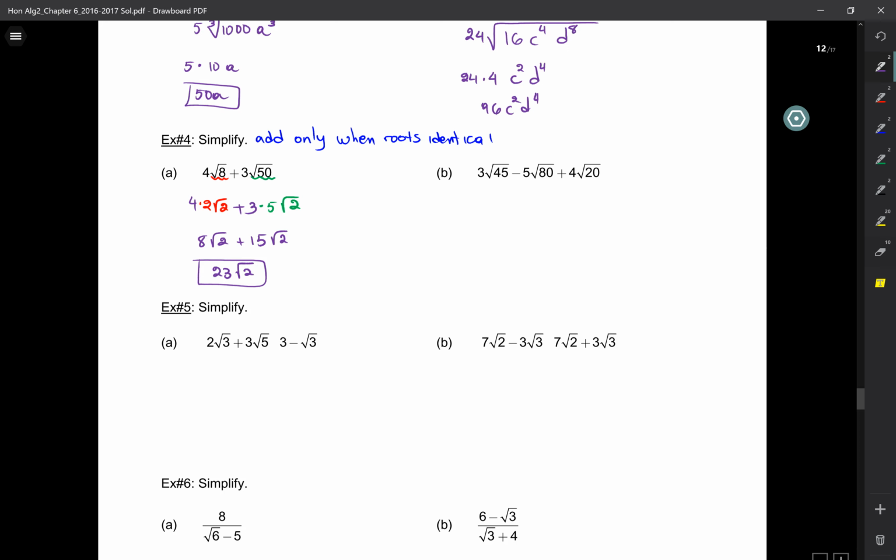So again, you have to simplify to get to the same root. Now, let's say you simplify and it turns out that you don't get the same roots. Then you just leave it that way, but simplify. Okay? All right, so let's do that next one.